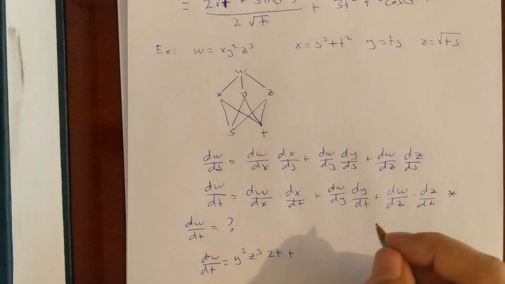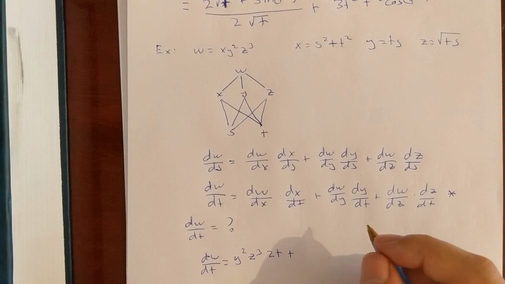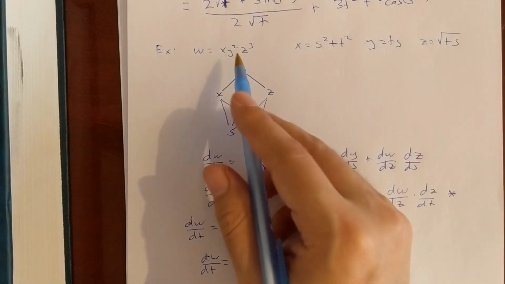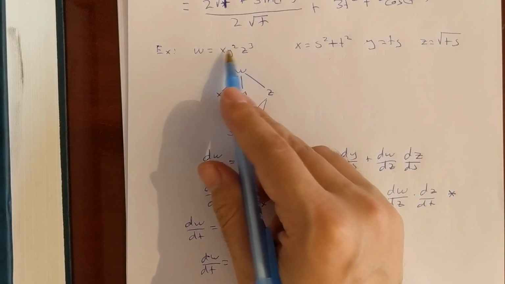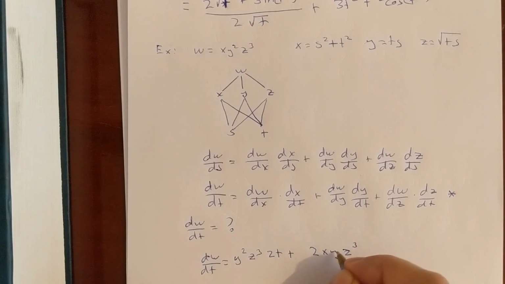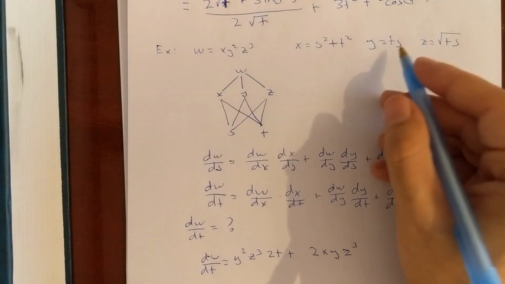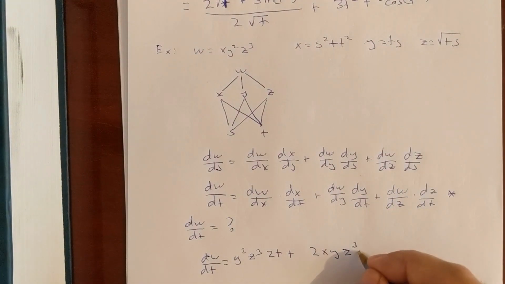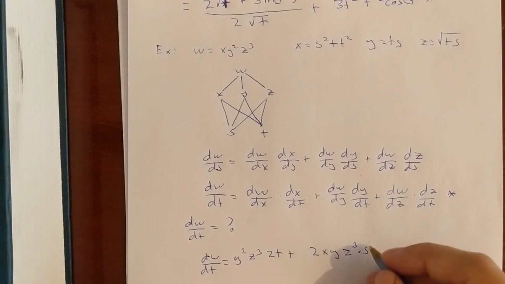Plus, next term is dw/dy. So y is our variable. So x times z cubed is a constant. So we're going to get 2xyz cubed. This was y squared, came in front. The other guys we don't play with because they're just constants. Times dy/dt. Well, dy/dt, this time s is a constant. Derivative of t is just 1, so it's going to be s. So times s.